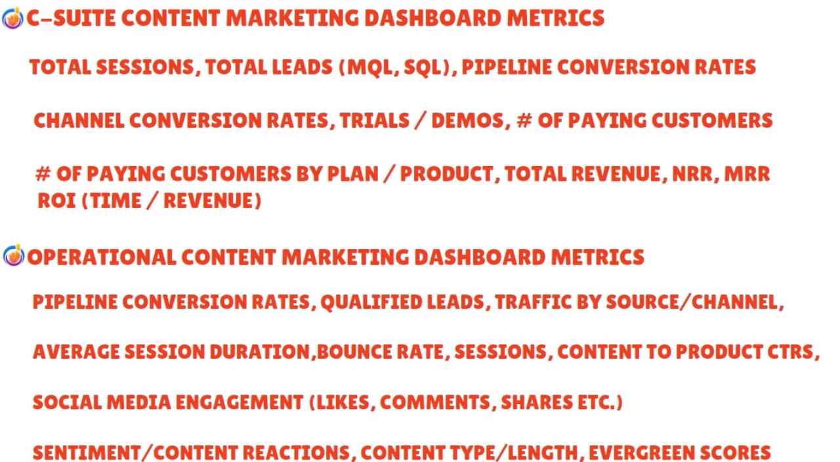You have the bounce rate, the number of sessions. You have content to product CTRs. You have social media engagement. So here I'm speaking about likes, comments, impressions, shares. You also have backlinks. You have sentiment, content reactions, for instance. So this is pretty good, especially when it comes to scalability. You have content type, length, and you also have evergreen scores.